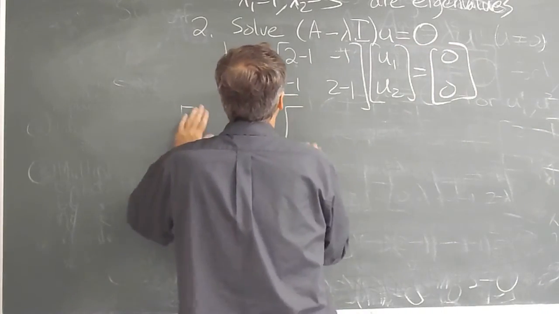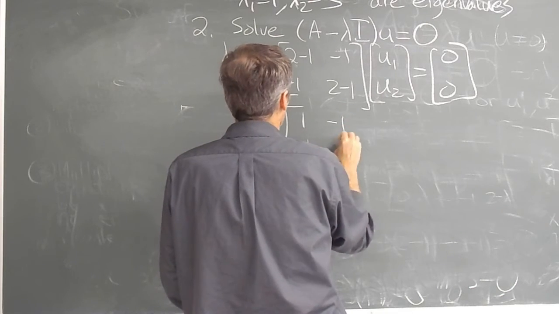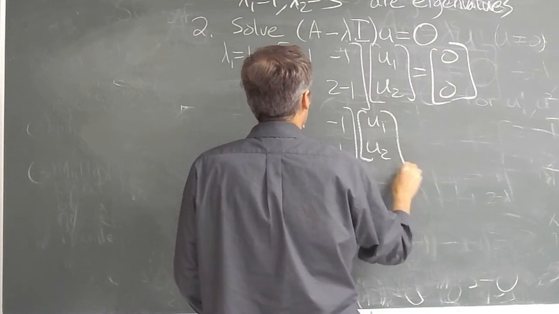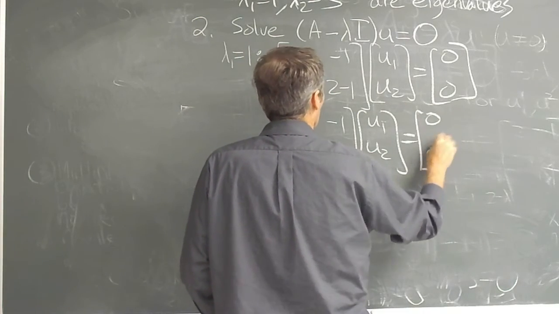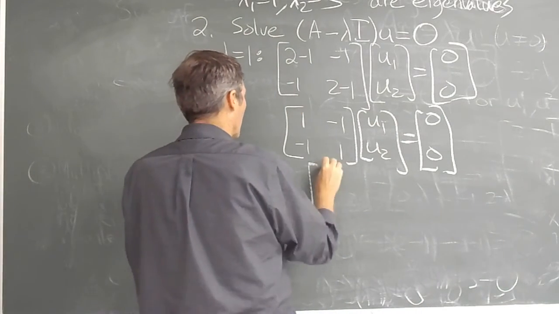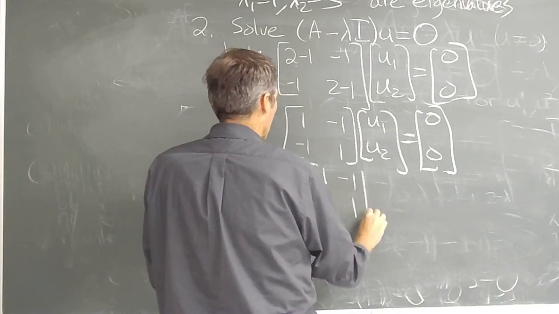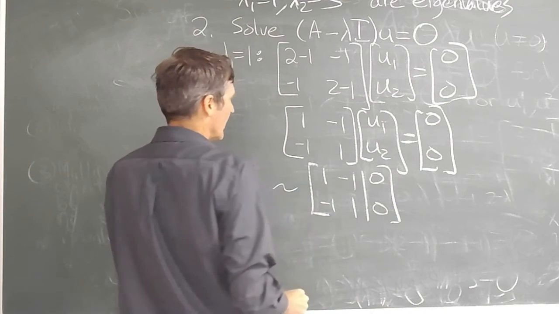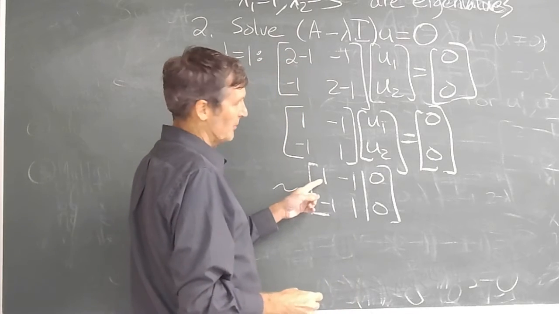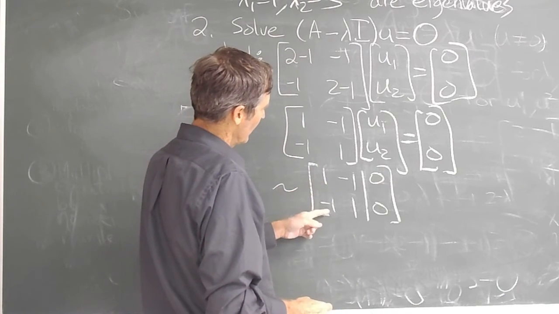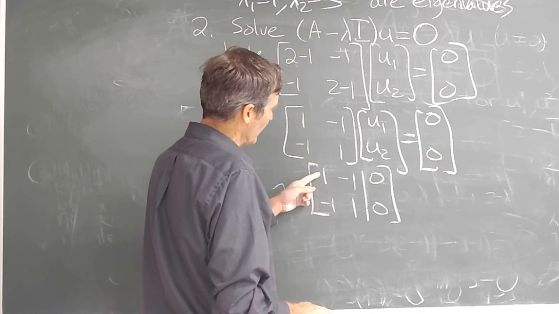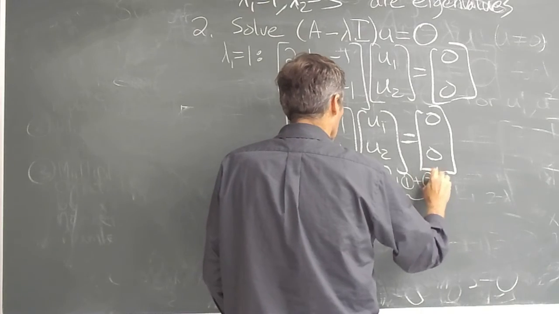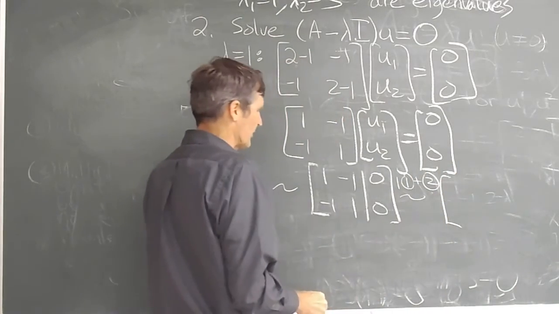This is the matrix, 1 minus 1, minus 1, 1, times u1, u2, equals 0, 0. We can write it in the augmented matrix form: 1 minus 1, minus 1, 1, 0, 0. Right? And now we can perform elementary row operations. If we want to eliminate this element here, we could just add 1 times the first row to the second row, replacing the second row.